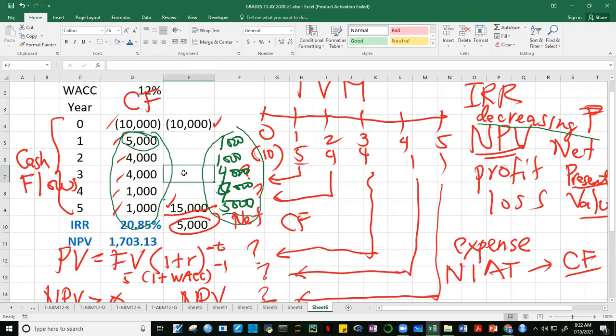Now, last question before we go to the slides. What happens if there's a conflict between IRR and NPV? Kunyari si IRR lumabas na 11% lang. So that means IRR is below the weighted average cost of capital. So in terms of IRR, dapat reject yung project. Si NPV, 1703. So using NPV as a decision rule, okay yung project. Using IRR, hindi okay yung project.